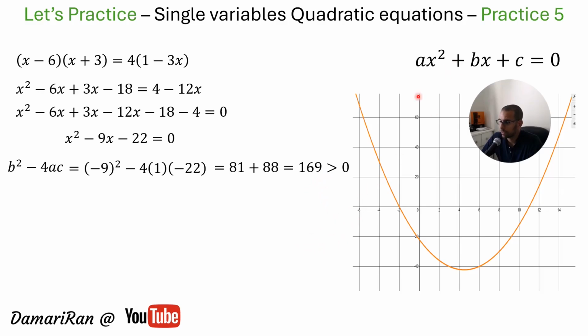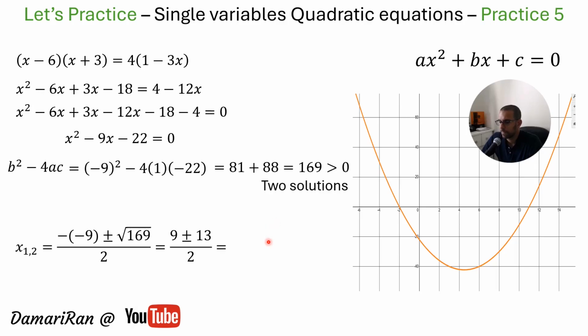Now let's see what they are by using the quadratic formula. All right, 9 plus 13, 9 minus 13. We have x1 equal to 11 and x2 equal to -2. So that was the last exercise. Let's go to the summary now.